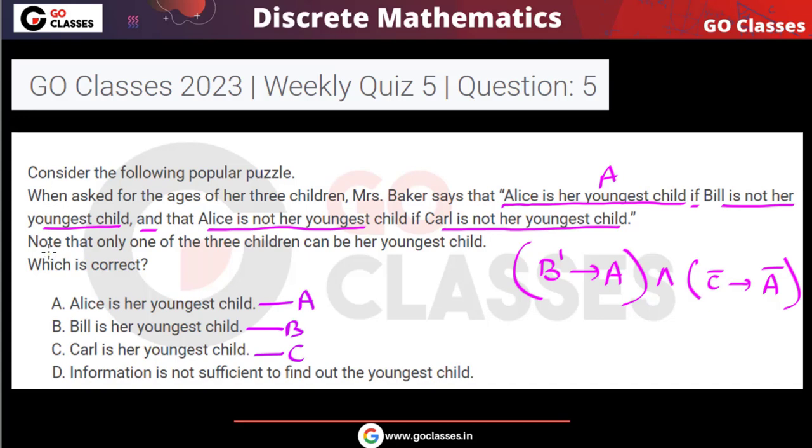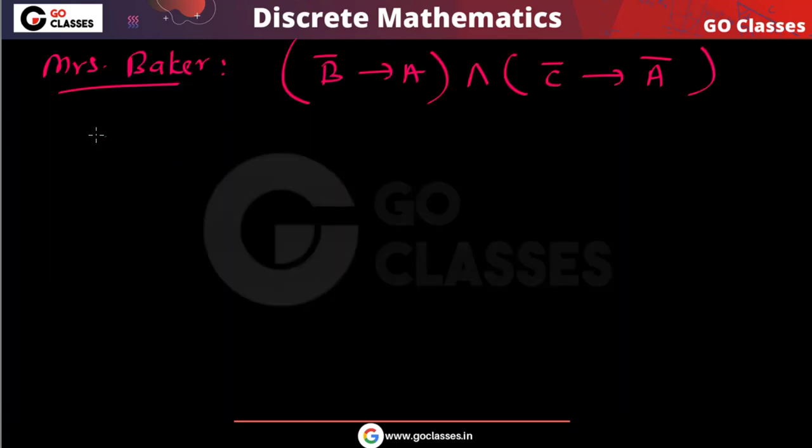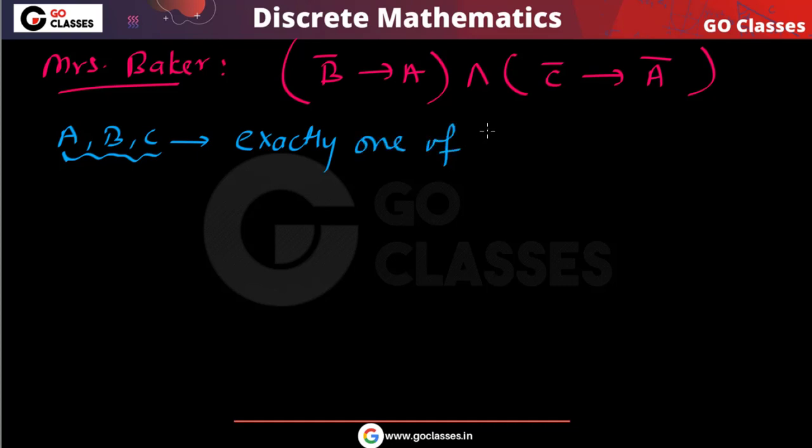Now you can notice this statement also. Note that only one can be the youngest child. Of course, only one can be the youngest child. So basically, I can say that of A, B, C, exactly one of them is true. Remember, A means Alice is the youngest child. B means Bill is the youngest child. C means Carl is the youngest child.